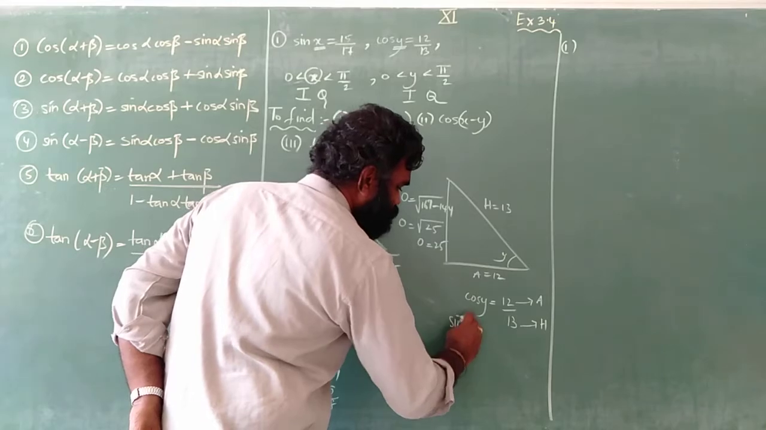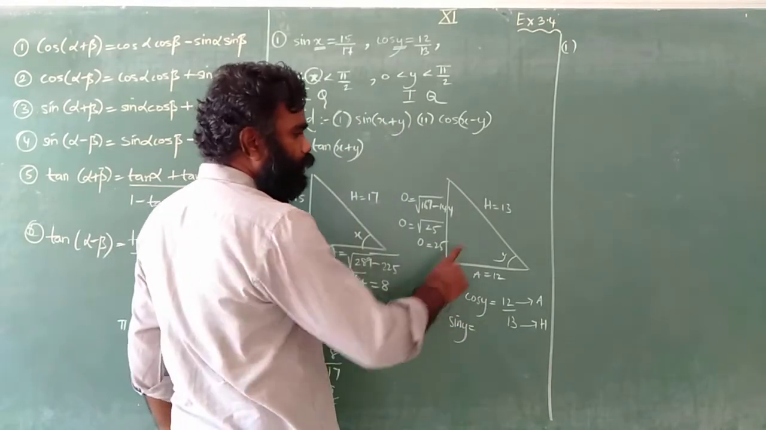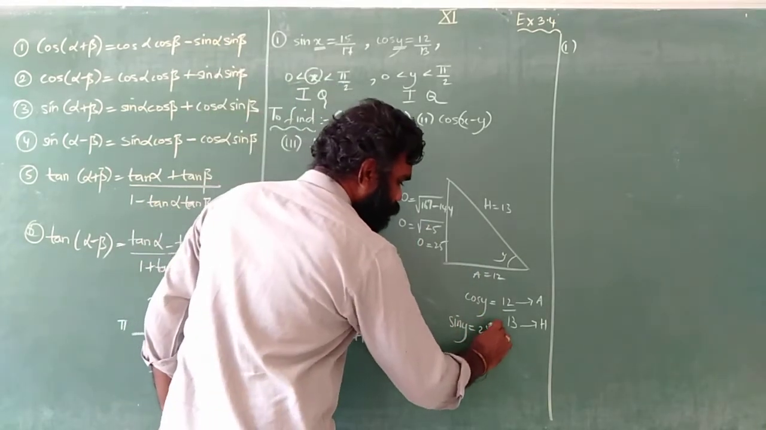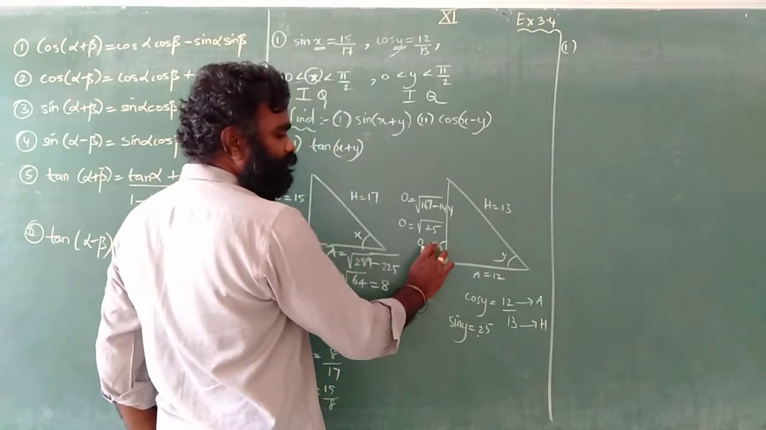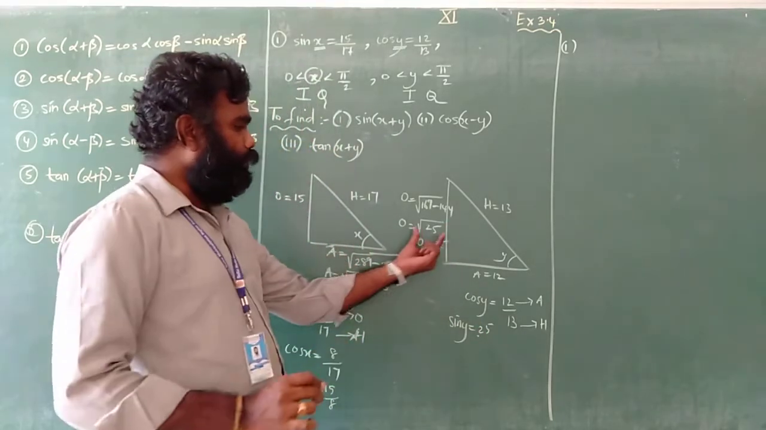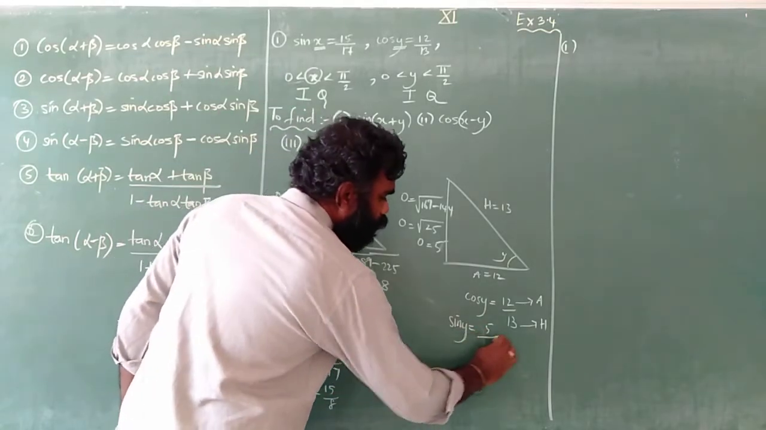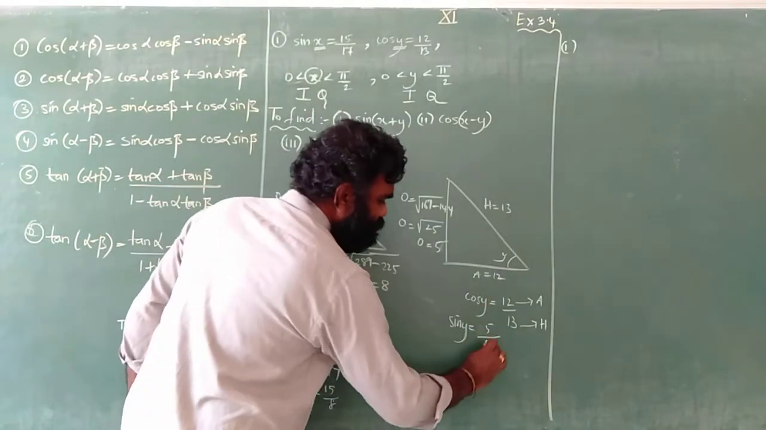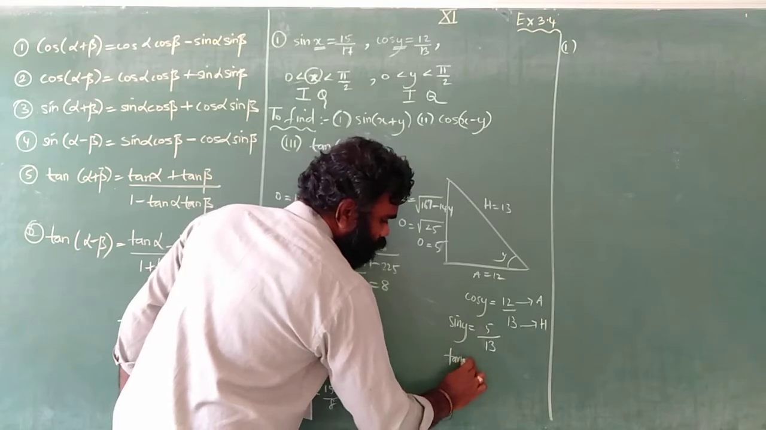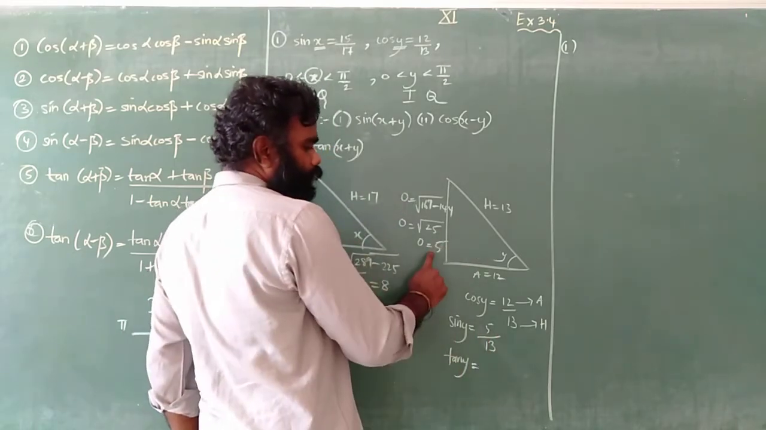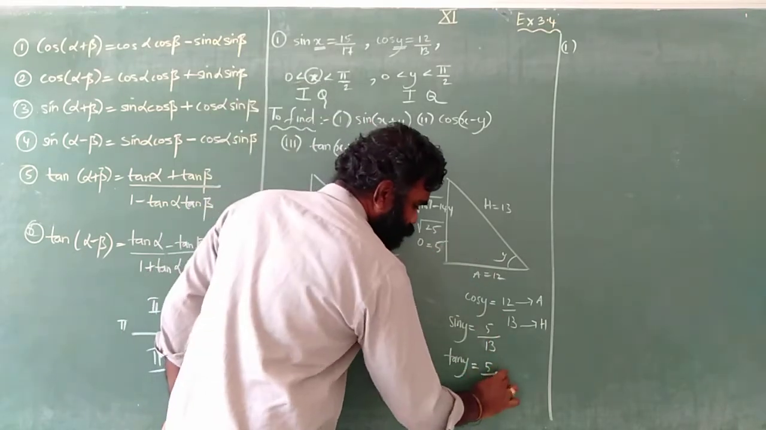The same here also, cos y. Next I need to find sin y. What is sin y? Opposite. This is square root of 25, which is nothing but 5. So, opposite by hypotenuse. Next tan y. Opposite by adjacent, 5 by 12.